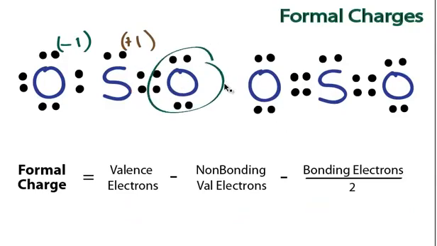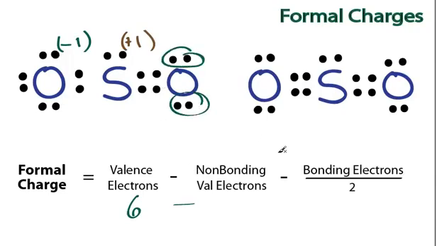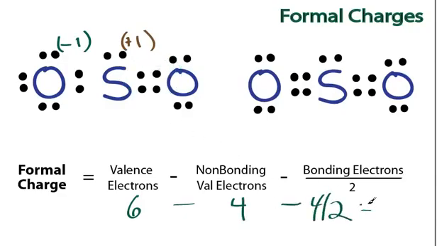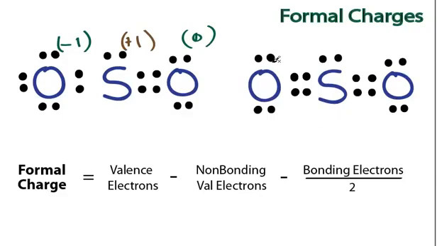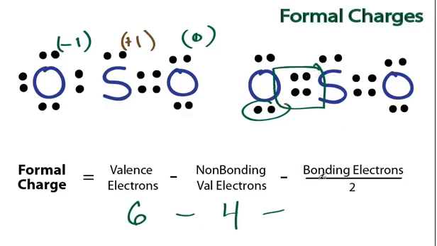For the last oxygen, we have 6 valence electrons, non-bonding, these here and here, so 4. And then bonding, 4 of those, divided by 2. 6 minus 4 minus 2 is 0. That has a formal charge of 0. Let's try this molecule over here. So we're going to do this oxygen. We have 6 minus 4, and then these are our bonding, so 4 over 2. That equals 0. Formal charge of 0.